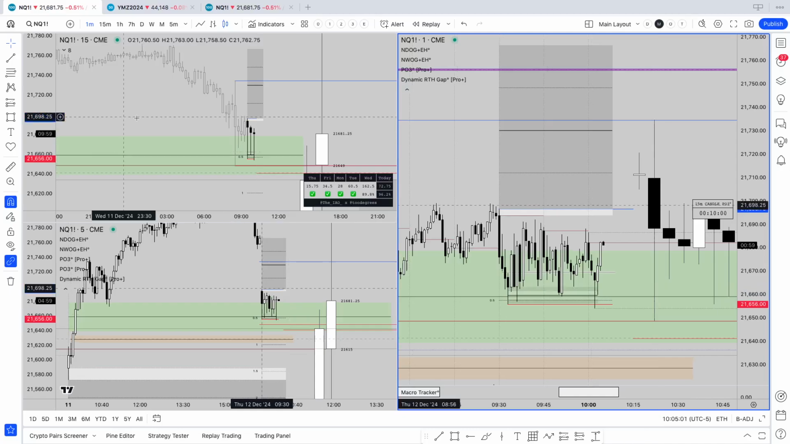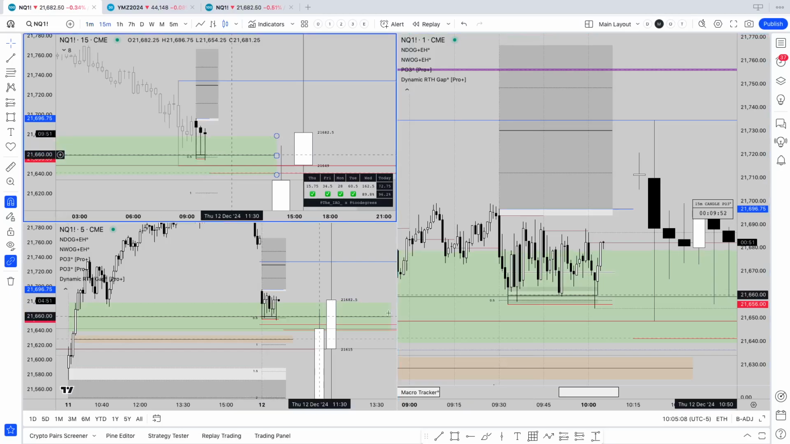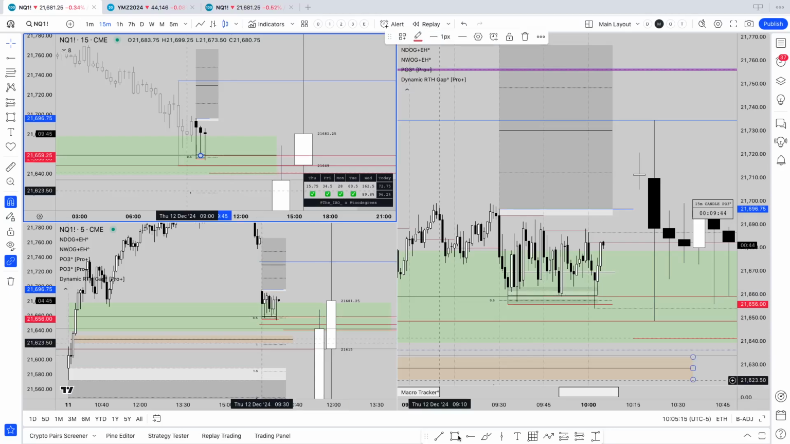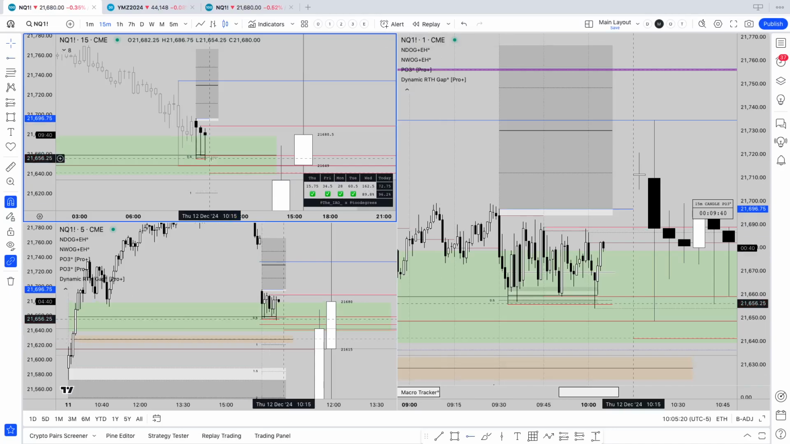Look at the bodies of the 15 minute candles. This is nasty. Inside wick, inside candle here. You see? This is something that Chris talks about a lot. I don't know if he's inside of the Discord today, but yeah.